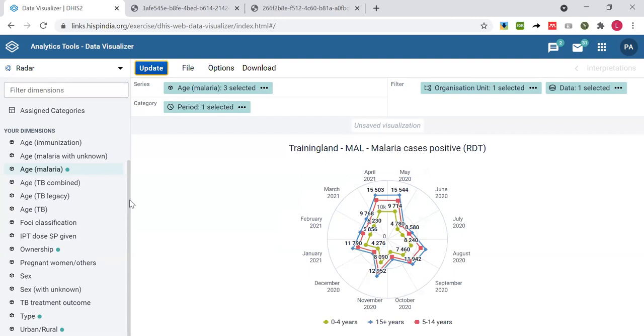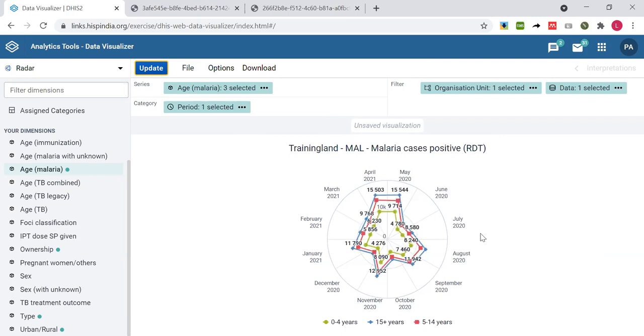So if I explain what I did here, the periods is clear. It's all in the outer circle. And data is filtered to the training land. I also filter all the malaria positive cases under the filter. So for the scope of this visualization, we have all data from training land and the malaria positive cases, right? And that data we have disaggregated based on these three ages. Because it is in the series, all three options in this disaggregation will appear as lines, right? So we have the three age groups appearing here.